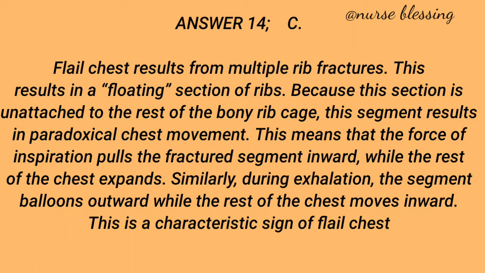Answer 14, C. Flail chest results from multiple rib fractures. This results in a floating section of ribs. Because this section is unattached to the rest of the bony rib cage, this segment results in paradoxical chest movement. This means that the force of inspiration pulls the fractured segment inward, while the rest of the chest expands. Similarly, during exhalation, the segment balloons outward while the rest of the chest moves inward. This is a characteristic sign of flail chest.